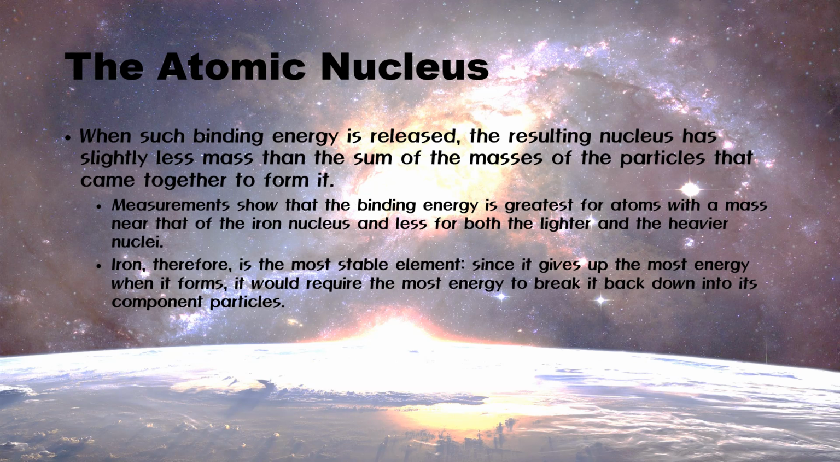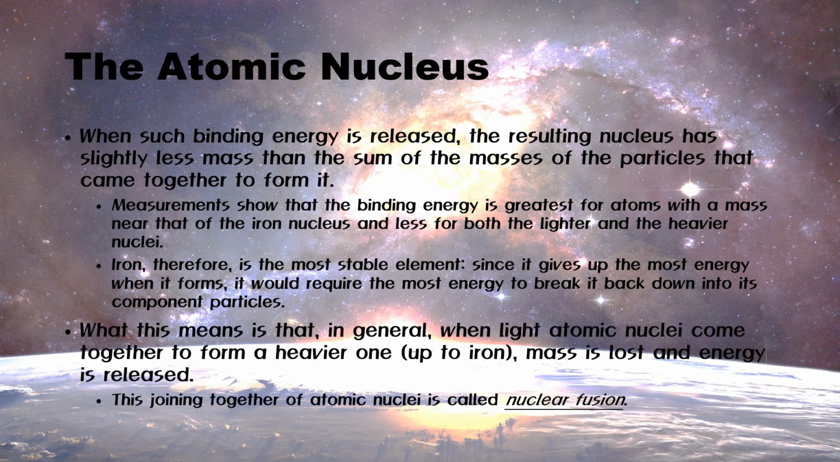Iron, therefore, has to be one of the most stable elements. Since it gives up the most energy when it forms, it would require the most energy to break it back down into its component particles. What this means is that in general, when light atomic nuclei come together to form a heavier one, all the way up to iron, mass is lost and energy is therefore released. This joining together of atomic nuclei is what we refer to as nuclear fusion.